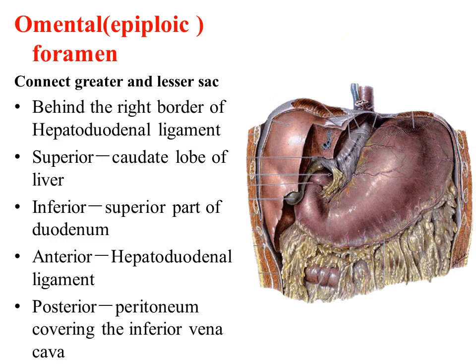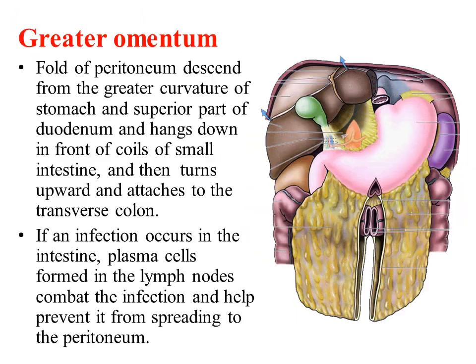The omental foramen, or epiploic foramen, connects the greater sac and the lesser sac behind the right border of the hepatoduodenal ligament. The hepatoduodenal ligament is a ligament that contains the portal triad. Superiorly is the caudate lobe of the liver, inferiorly the superior part of the duodenum, anteriorly the hepatoduodenal ligament, and posteriorly the peritoneum covering the inferior vena cava. This is the omental foramen, or epiploic foramen.